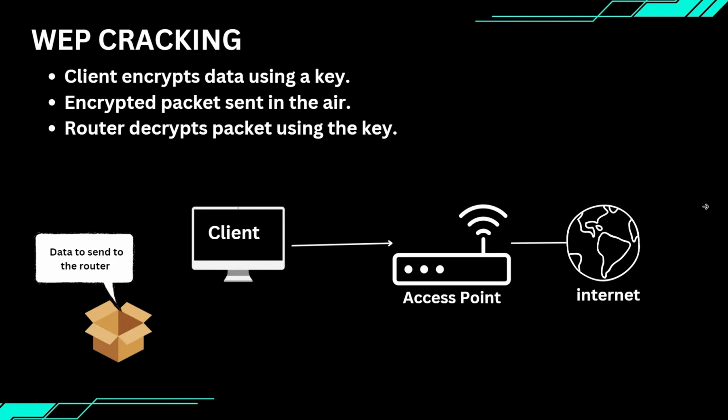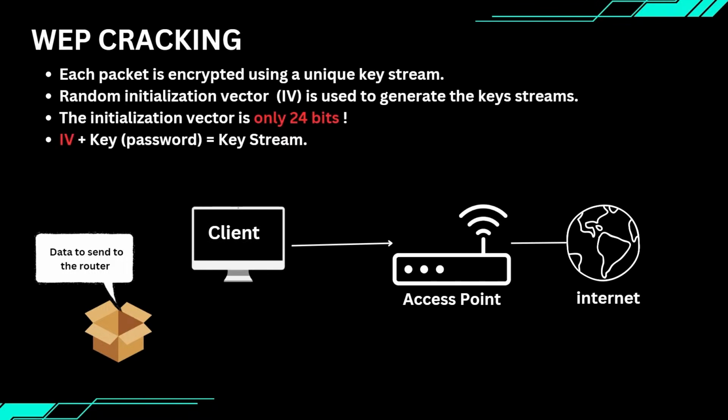However, when the router receives these packets, it can decrypt them using a key that matches the one the client used. The same process happens when the router sends data back to the client. It's encrypted first, then decrypted on the other side. Now, here is the tricky part. RC4 itself is fine. The problem lies in how WEP implements it.